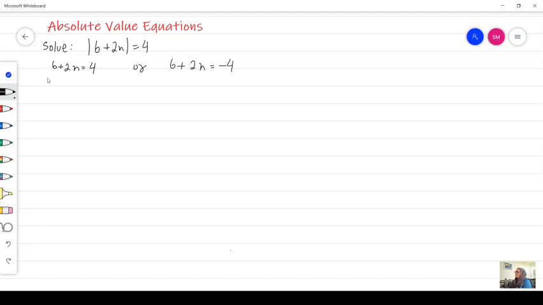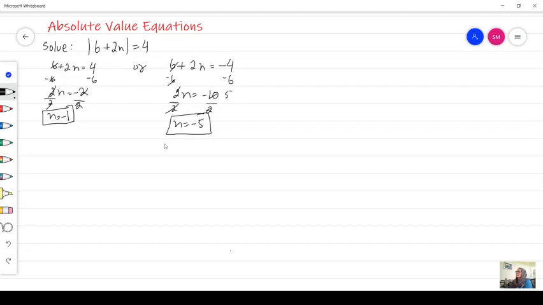So when I solve this problem, I subtract 6 from both sides. They are like terms. So I get 2n equals negative 2, and then you divide both sides by 2, and it gives me n equals negative 1. That's one answer I got. Then I solve the other one. Subtract 6 from both sides, then I get 2n equals negative 10. You divide both sides by 2, and it gives me n equals negative 5. They cancel out, and you simplify. So that's my negative 5, and I have negative 1.